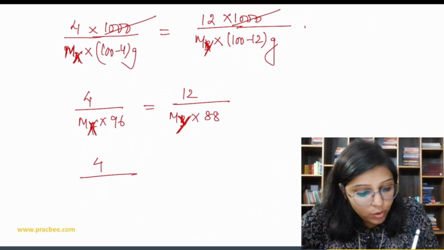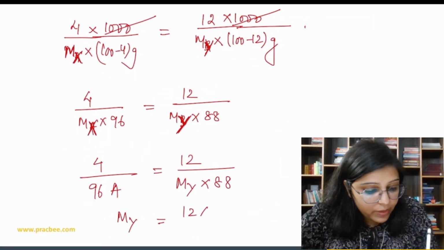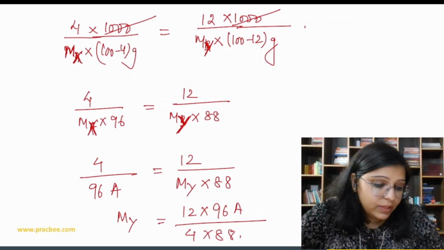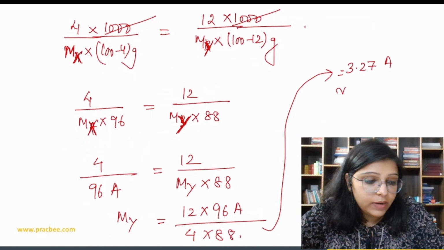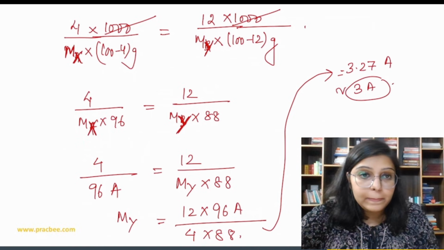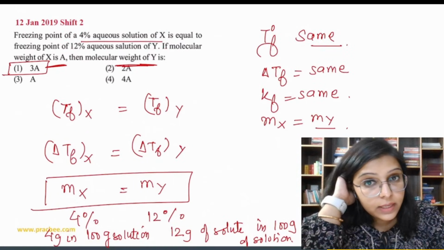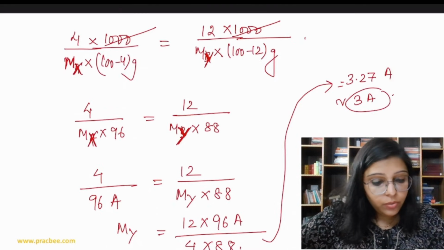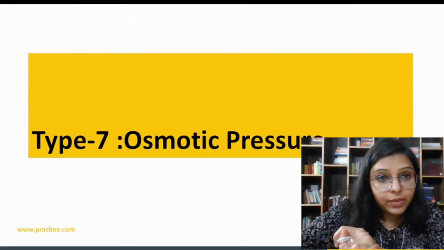So 4 upon 96A is equal to 12 My into 88. So My is equal to 12 into 96A upon 4 into 88. On solving this, we get around 3.27A, which we can write as 3A, because in the options we have this 3A. So 1 is equal to 3A. Clear? That's it.